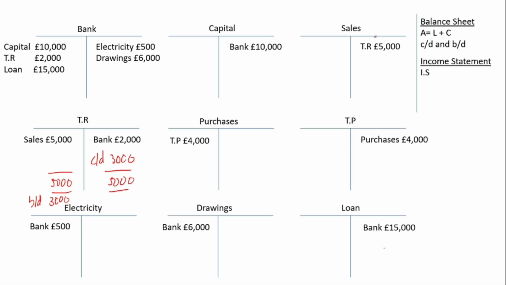Okay, next is the income statement. Anything relating to the income statement will have the word IS, or you can write in full income statement.